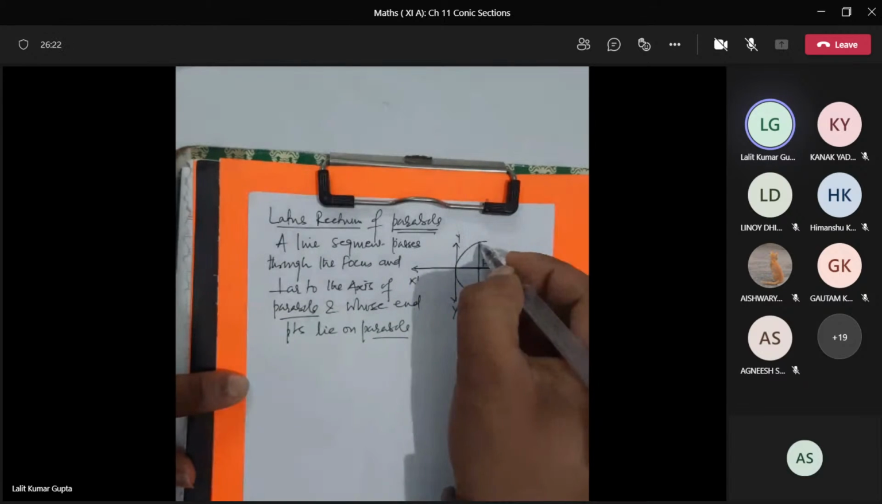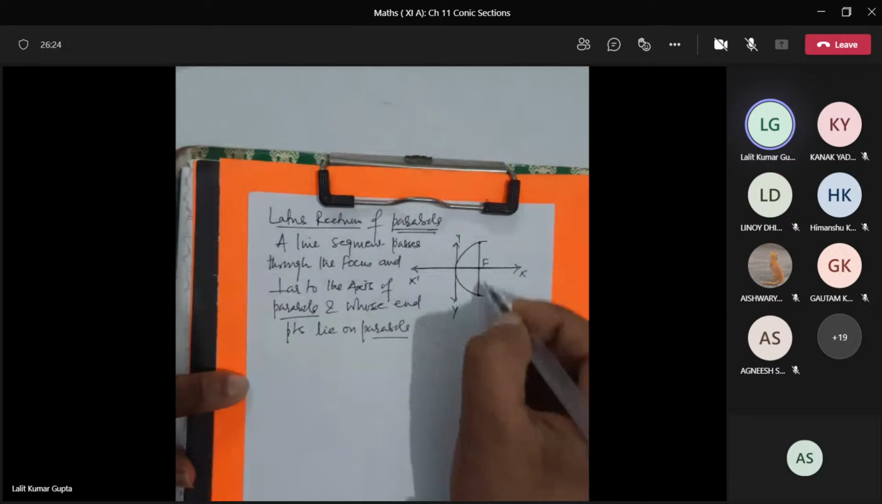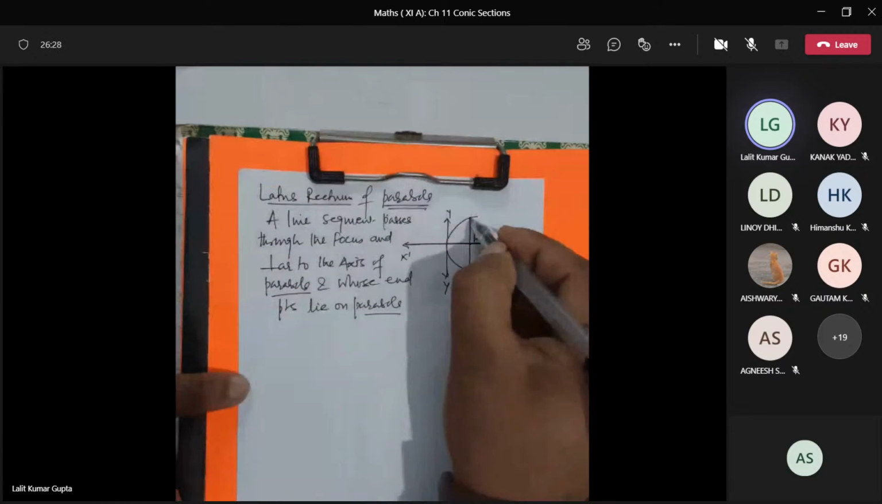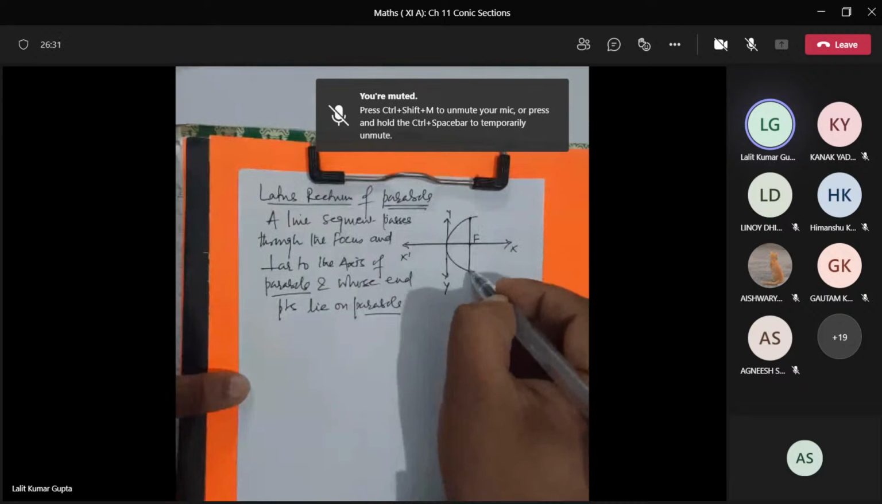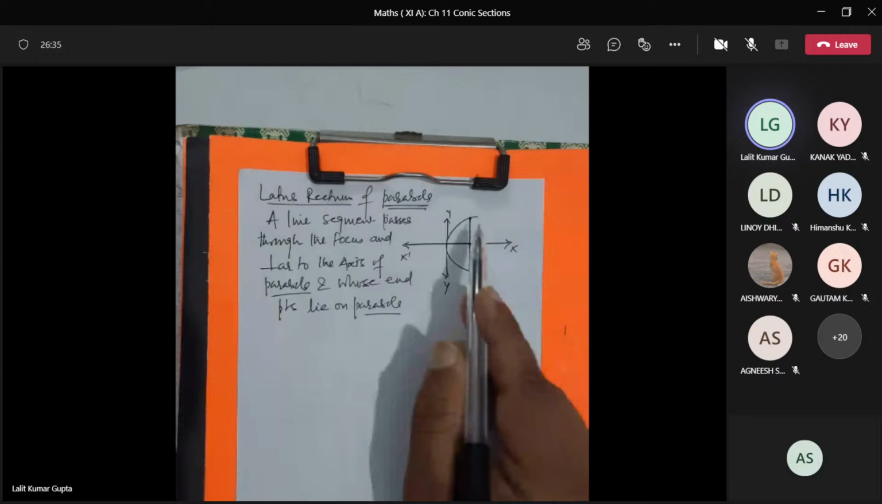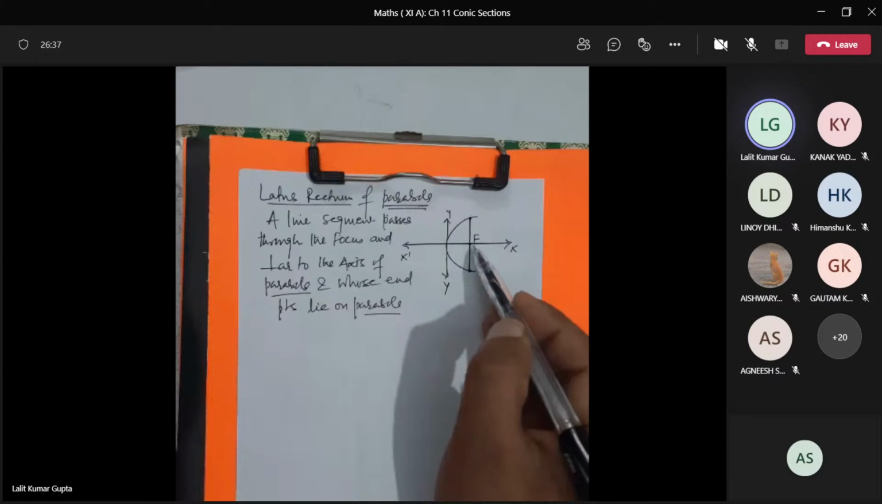End points of this line segment lie on the parabola. This is known as the latus rectum. This is the name of the line which passes through the focus and is perpendicular to the axis of the parabola, whose end points lie on the parabola, is known as the latus rectum.